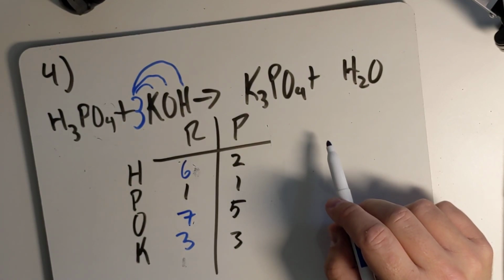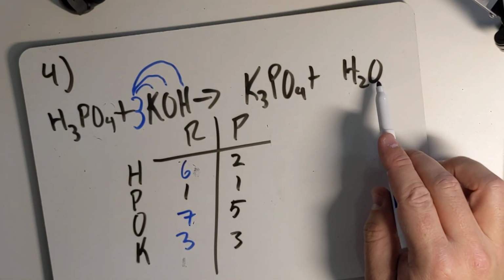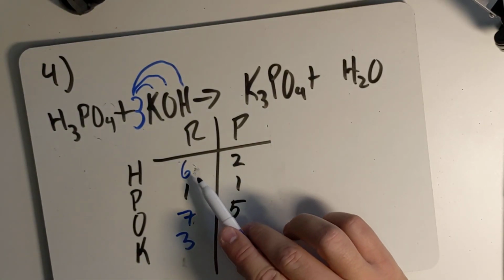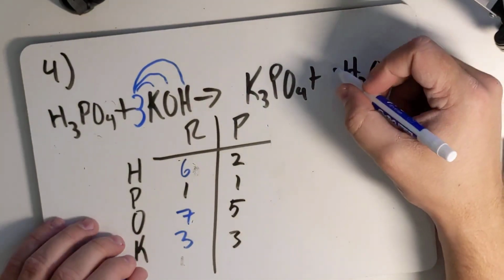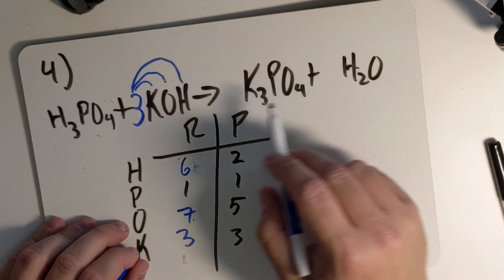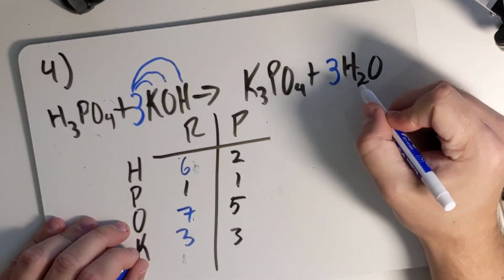Let's see what we do next. So we have 4 over here, 5. Let's look at our hydrogen. 2 and 6. So I need to put a 3 here, because 3 times 2 is 6, which means I'd have the same hydrogen on either side. So that's what I'm going to do. I'm going to put a coefficient of 3 here.